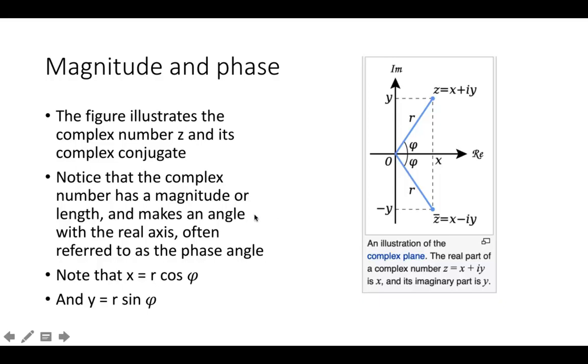Okay, also notice that we can express x and y in terms of r and phi. So x is r cosine phi and y is r sine phi. That's just from some trig.